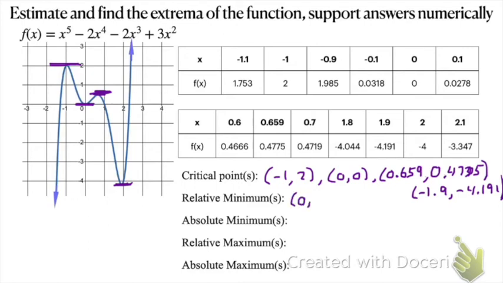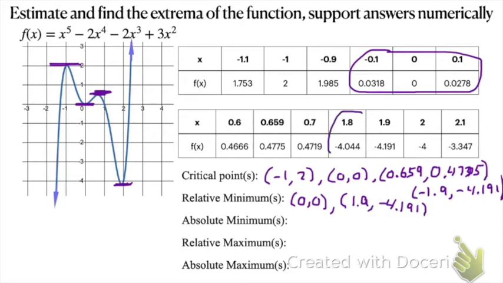And how I show this numerically is I give you the points, something to the left and right, relatively close to 0, 0. And you'll see that at negative 0.1, we're at 0.0318. Then we go down to 0 at 0, and then we have at 0.1, we're at, again, a little bit higher than 0 at 0.0278. It shows that 0 is lower than the stuff on left and right of it, so we have a low point at 0, 0. We have another low point when we get to 1.9 and negative 4.191.